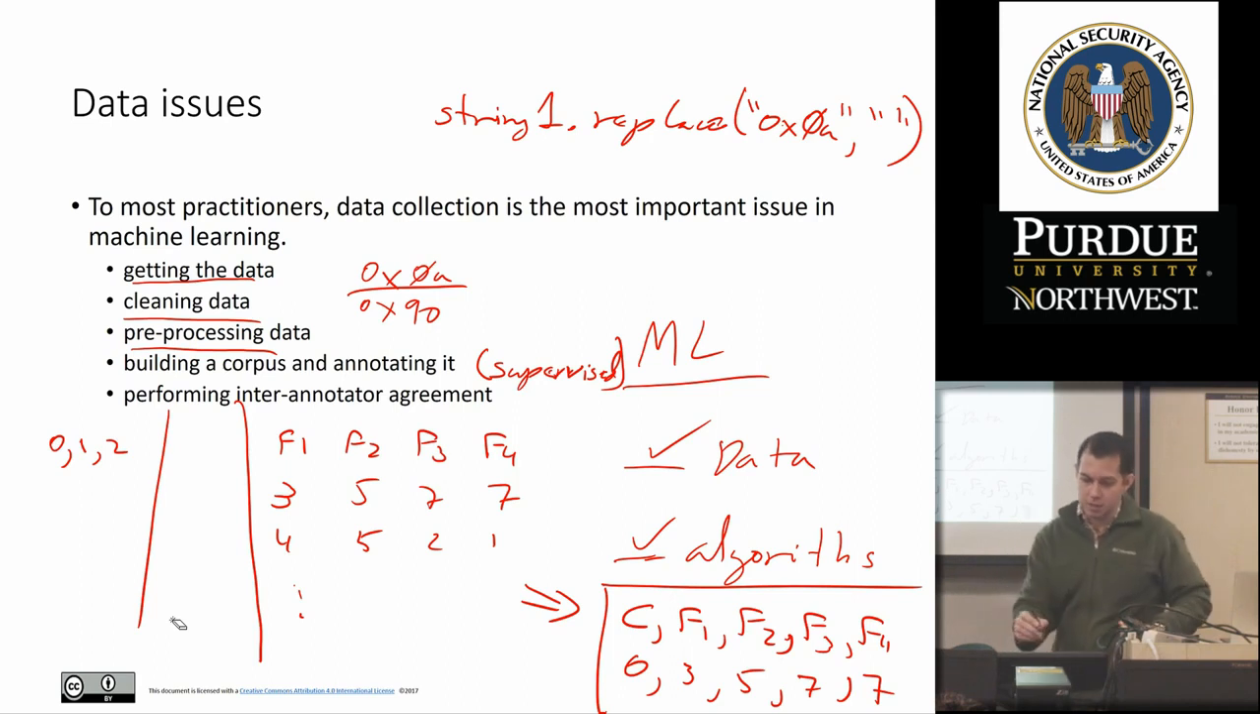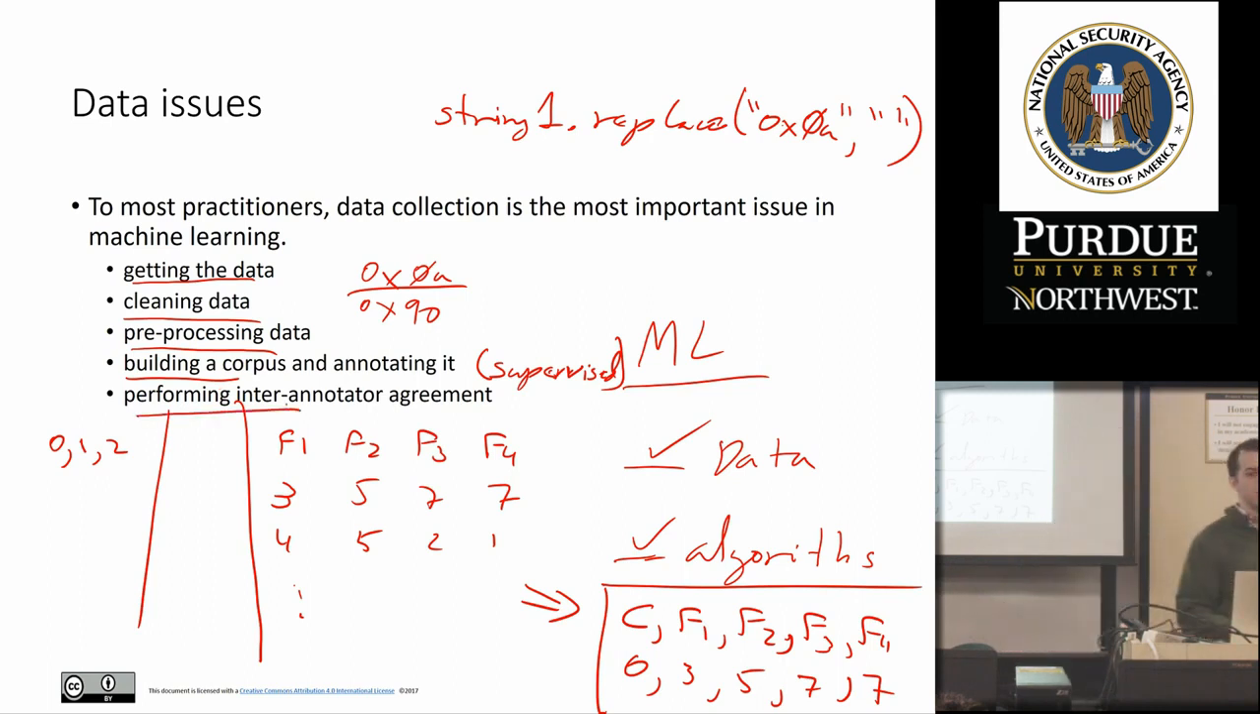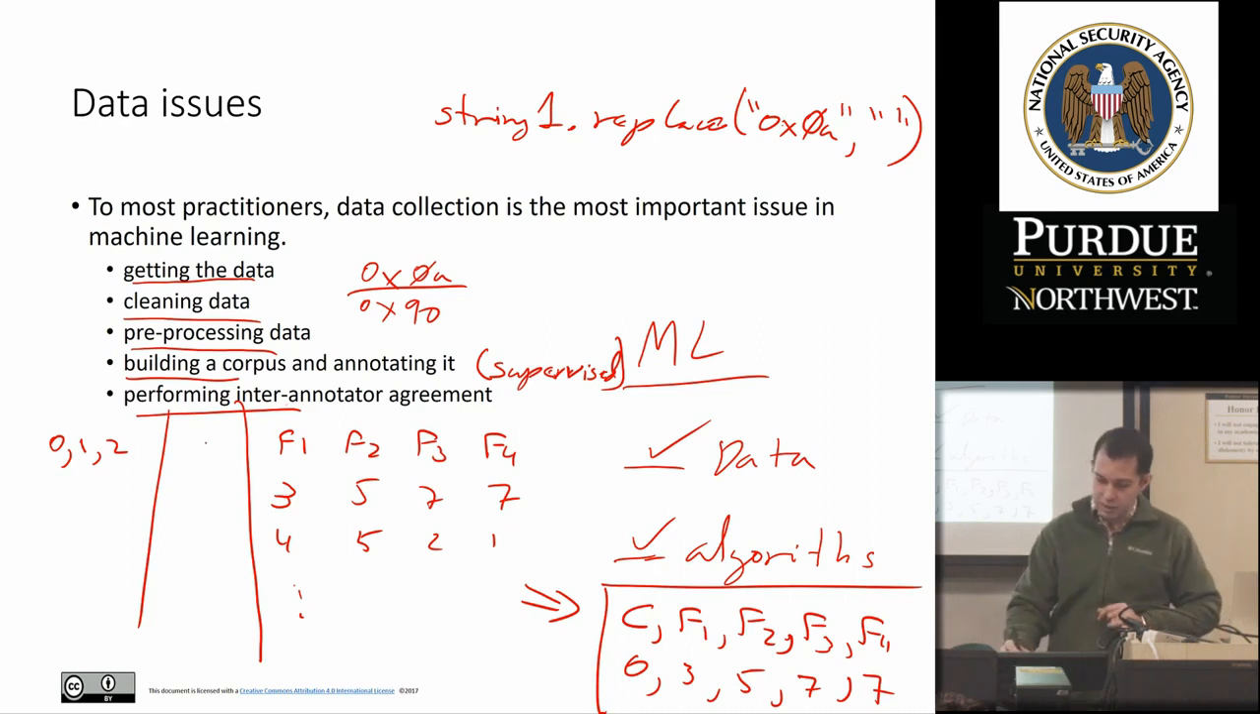All right, so that's building a corpus, and then the last part is performing inter-annotator agreement. So inter-annotator agreement relates to when, so now let's look at this example.